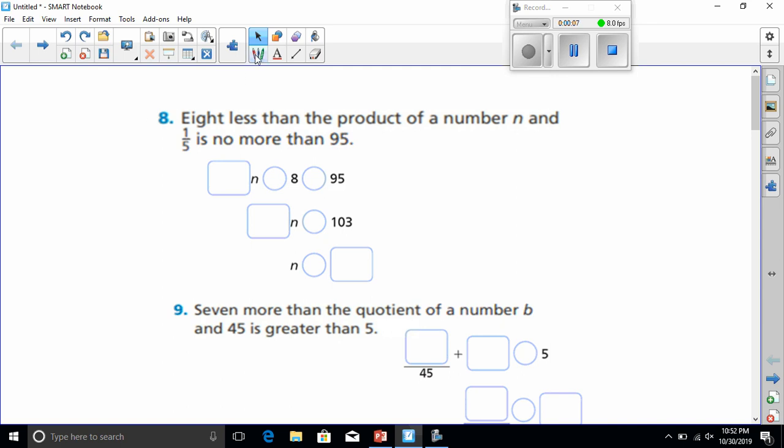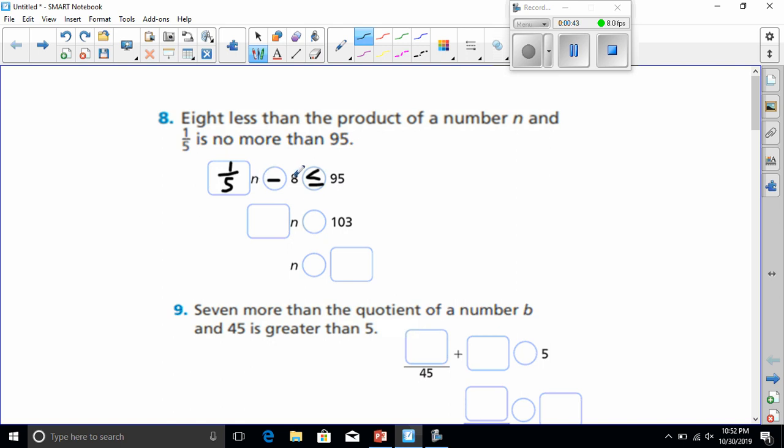I'll start with the number 8. So I've got the evens. It says 8 less than the product of a number n and 1/5 is no more than 95. Well, 8 less than means I will subtract 8 from something. The product means I'm multiplying n to something, and they say it's 1/5, so this would be 1/5 n. Is no more than, well, that means it has to be less than or equal to 95.